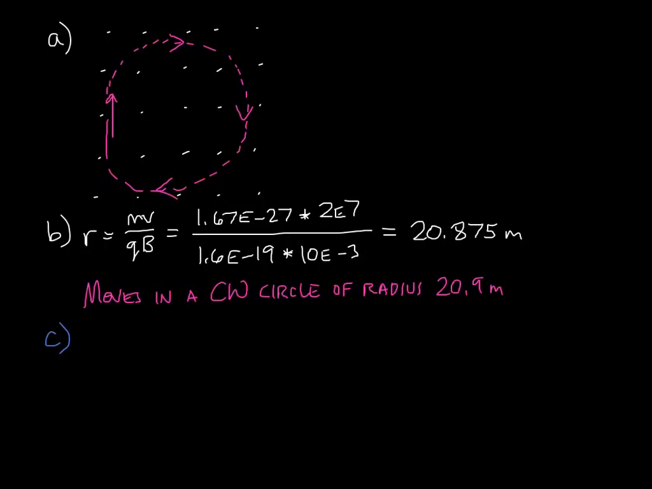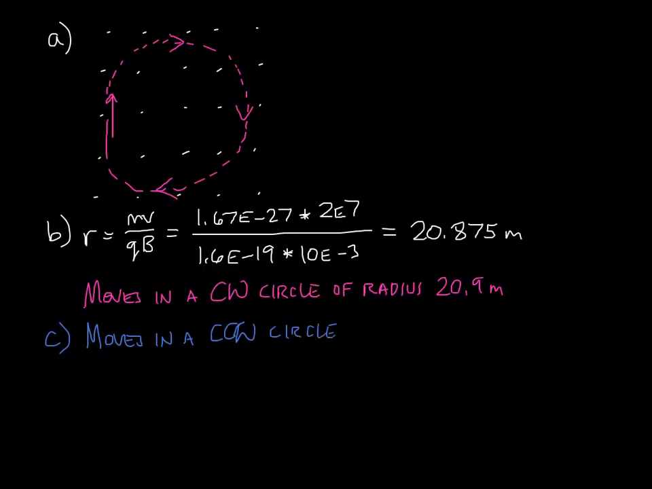Part C, qualitatively describe two differences in the path if the proton were replaced by an electron. Well, one of the obvious differences is because we're now dealing with a negative charge, the forces are going to be in the opposite direction, which means that it is going to go in a counterclockwise circle.